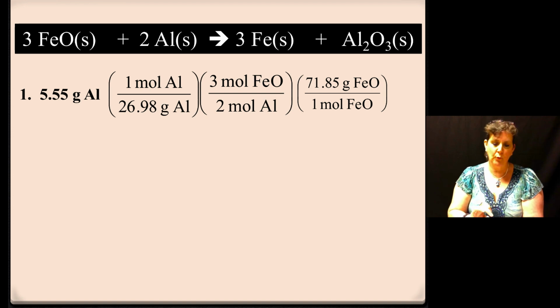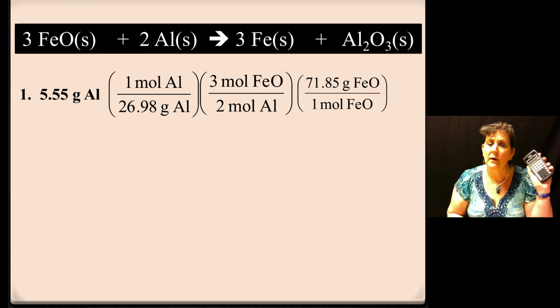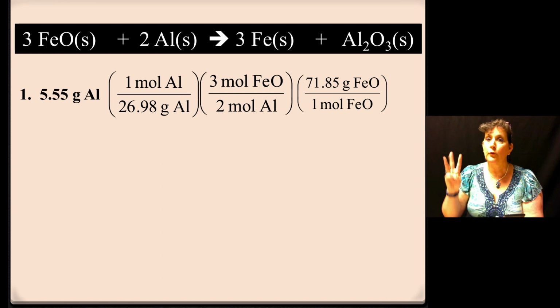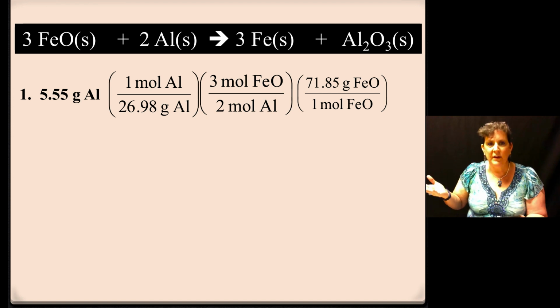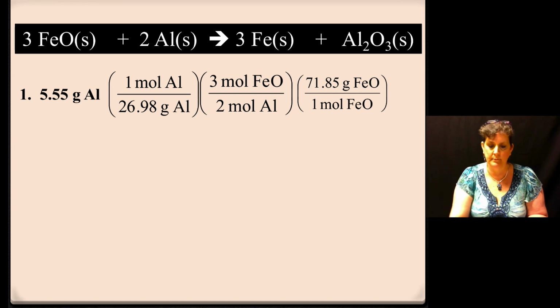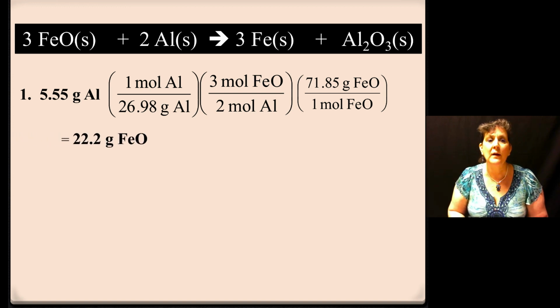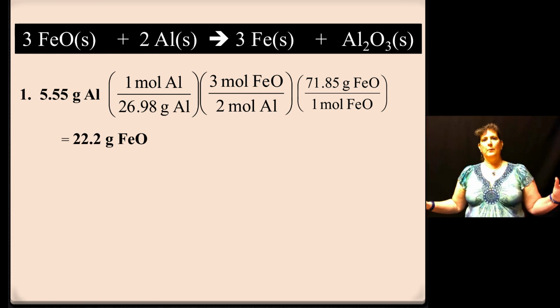5.55 times 1 divided by 26.98 times 3 divided by 2 times 71.85 divided by 1 equals. Big long number. How many sig figs? 3, right? Because that's the least. 5.55 is 3 sig figs. 26.98 is 4. 71.85 is 4. We go with the least, 3. Answer, 22.2 grams FeO. That's our first full-blown stoichiometry problem.